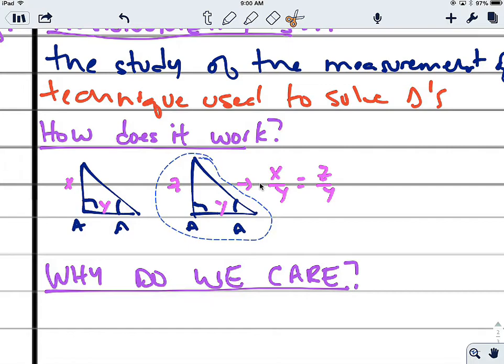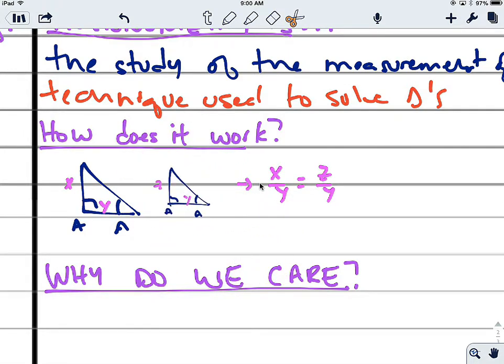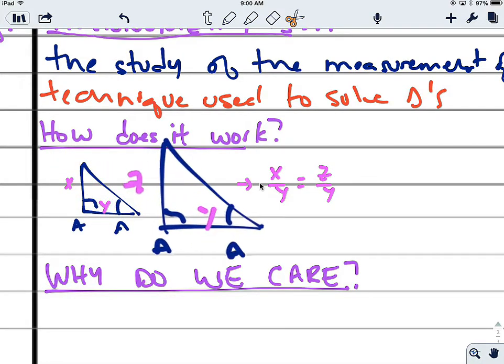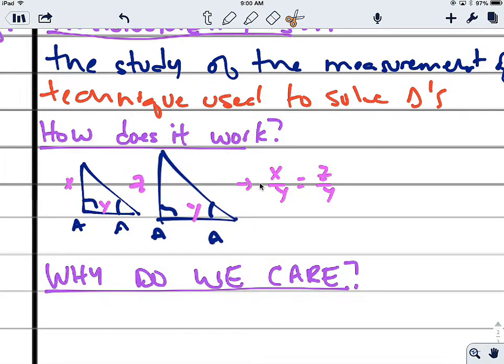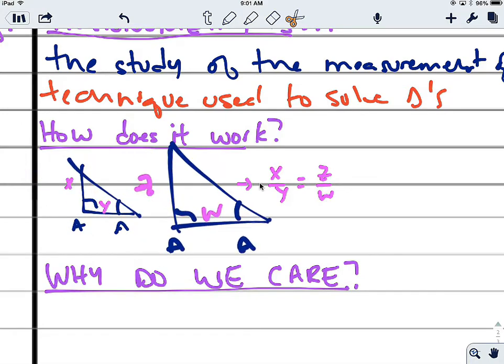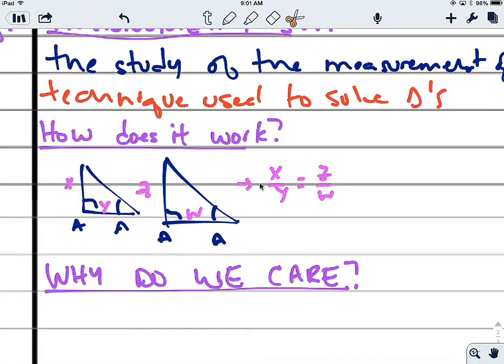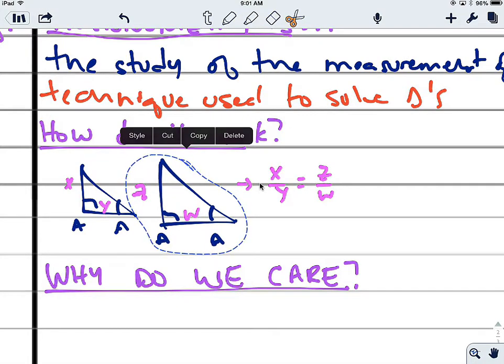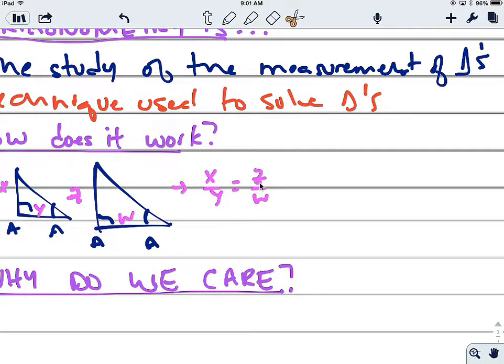So it doesn't matter how big or how small this triangle gets, as long as we have angle-angle that matches up, we know that xy and, let's see, I need to change a variable really fast. It's called W. Okay. Again, it doesn't matter how big or small this triangle gets. We know because of the properties of similarity, mainly proportionality, that xy will always be in the same ratio as zw, as long as we can guarantee angle-angle similarity. So that's how it's based. It works because of angle-angle similarity.